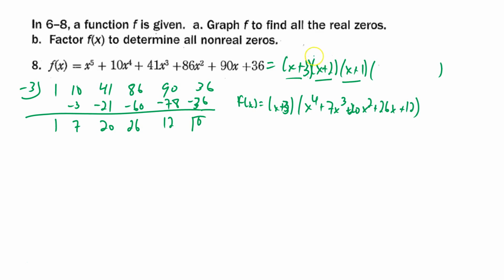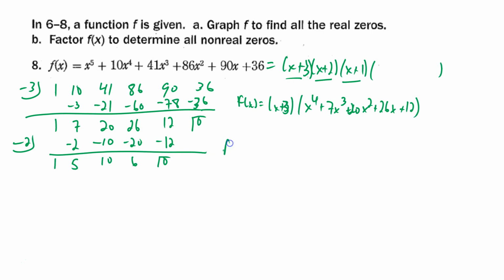But there's still an x plus 2 and an x plus 1 hiding in here that I have to pull out. So let's use those same coefficients with a negative 2. 1 comes down, times negative 2 is negative 2, plus 7 is 5, times negative 2 is negative 10, gives me a 10 here, times negative 2 is negative 20, that gives me 6, times negative 2 is negative 12, that gives me a 0 remainder.